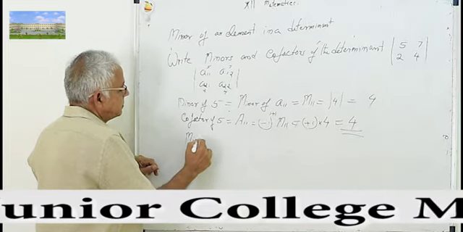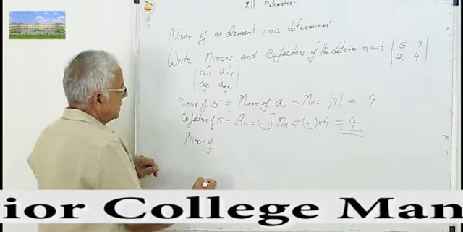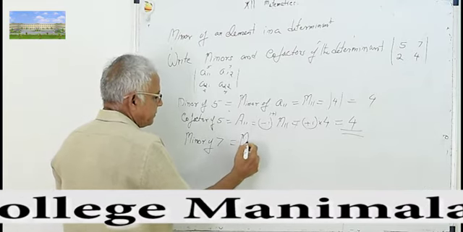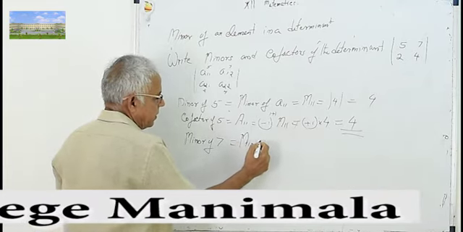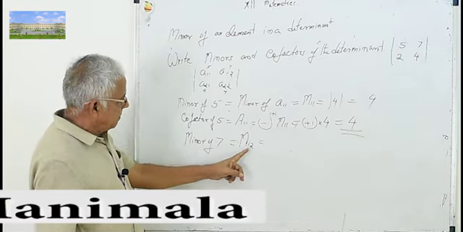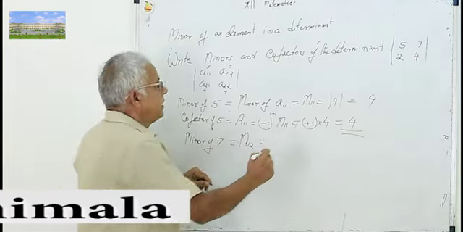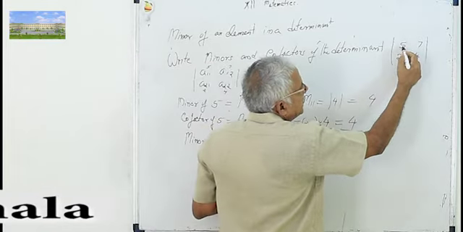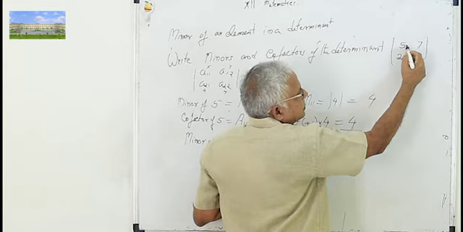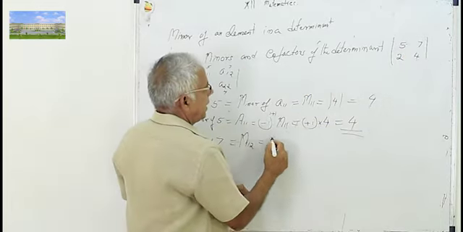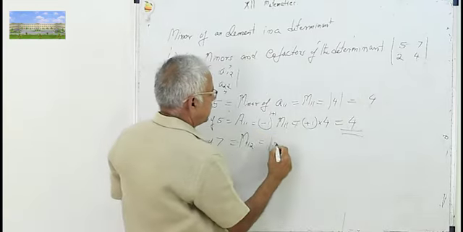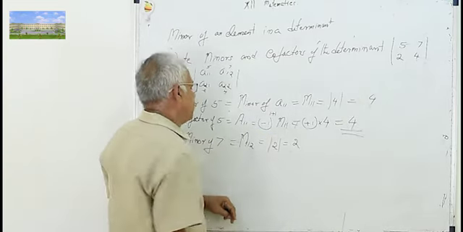Minor of 7 is equal to M12, the minor of 1, 2. The determinant obtained by deleting the row and column containing 7. Deleting 5, 7 and 7, 4, we get 2, so M12 is equal to 2.